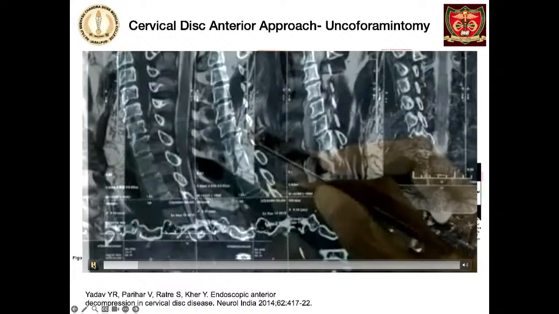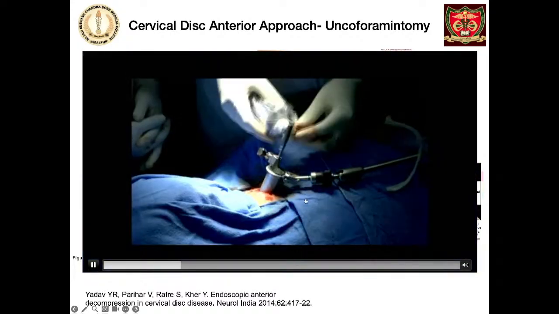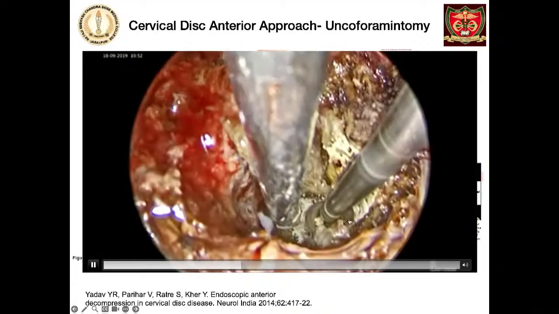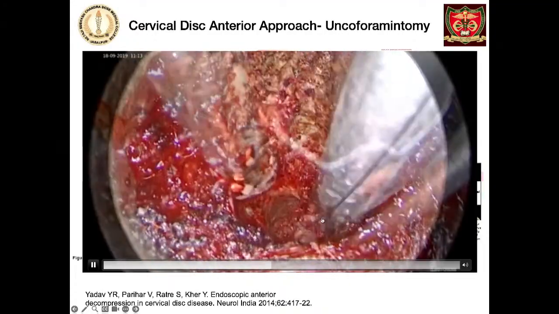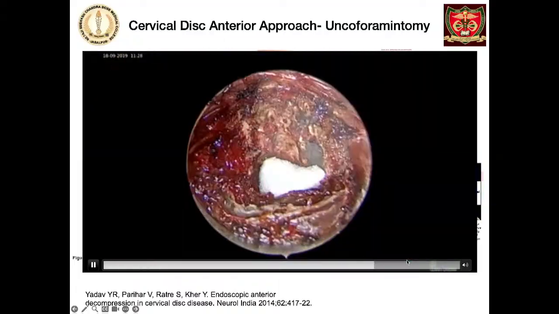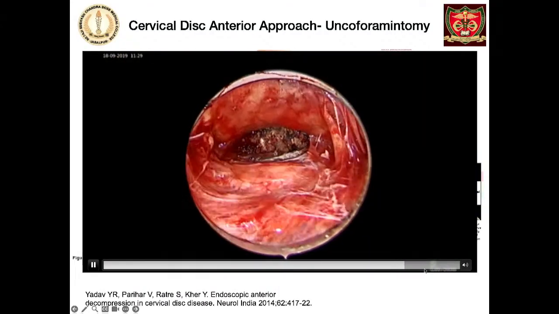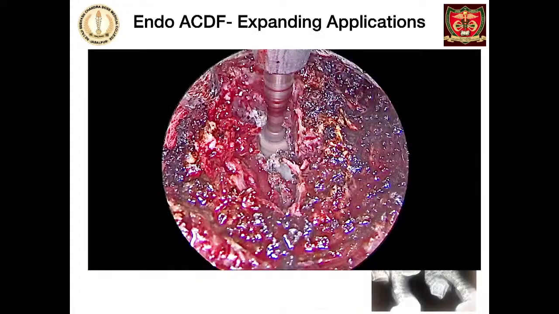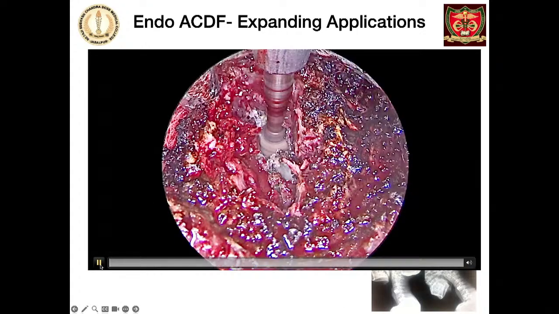These are the sagittal alignment images. Though it has been reduced radiologically, the patient is asymptomatic. These are the two operated levels. I think I'll fast forward. This is the lateral disc if you are not able to do it from the posterior side, like a thick disco-osteophytic complex. Then you can go with an uncoforaminotomy, lateral most drilling.